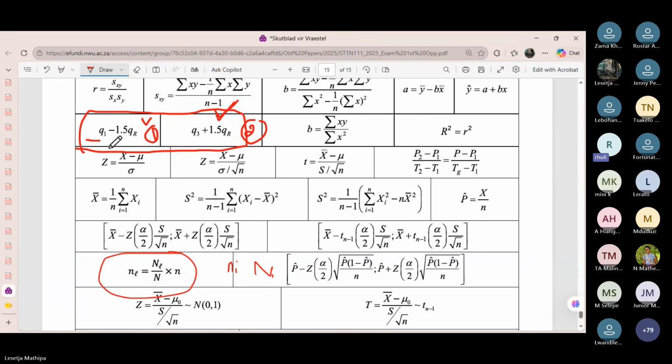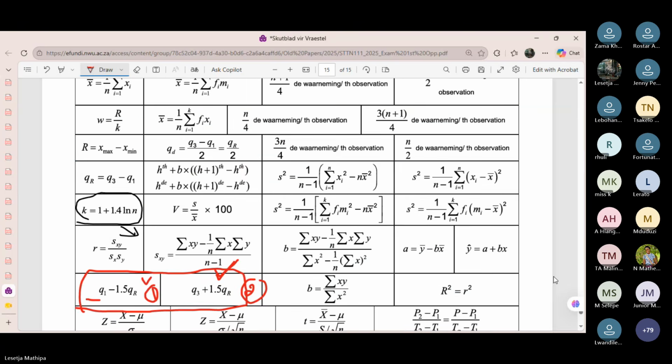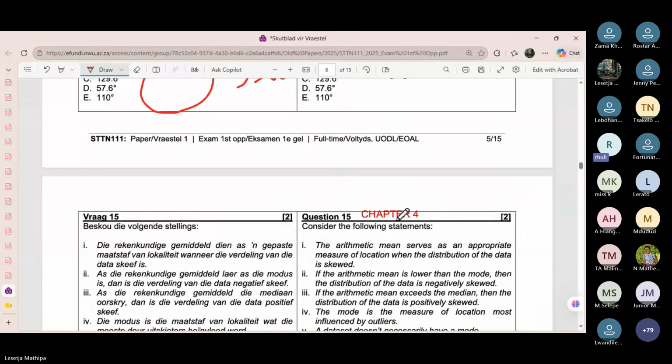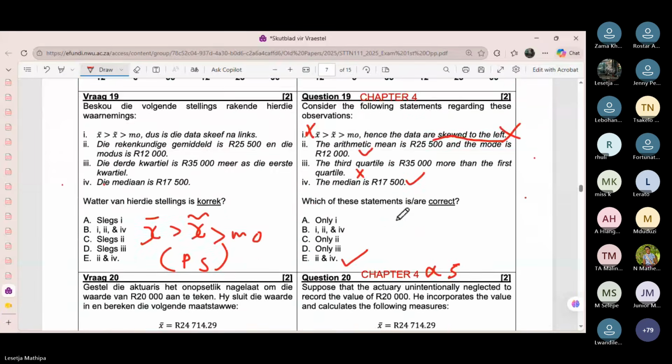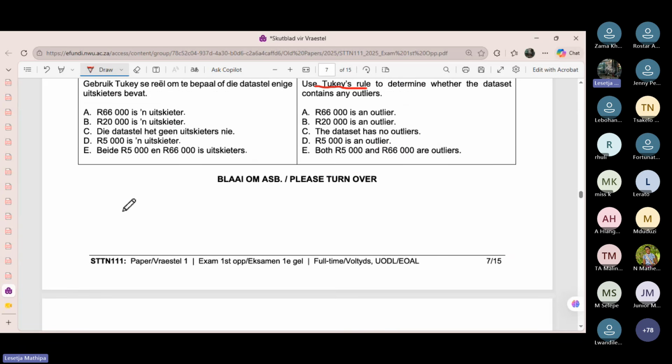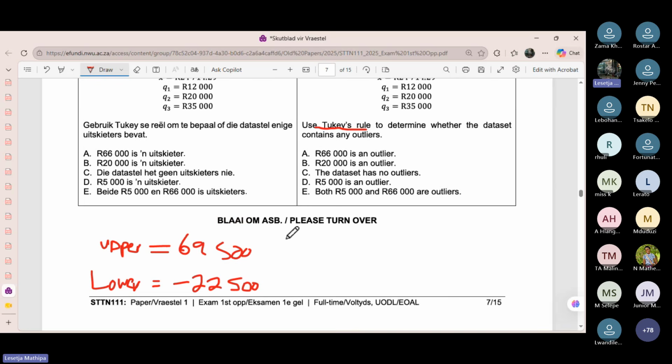The upper bound is 69,500. Lower bound is negative 22,500. Let me write it here. Okay, you said the upper bound is 69,500. Then the lower bound? Negative 22,500. Like this.